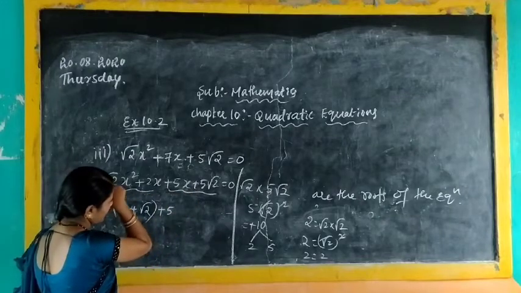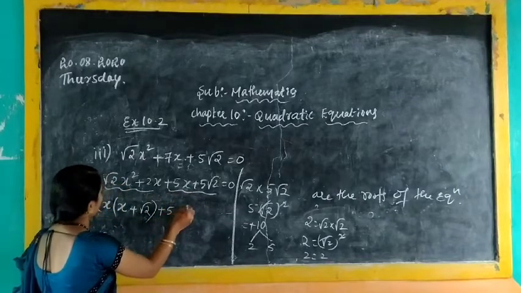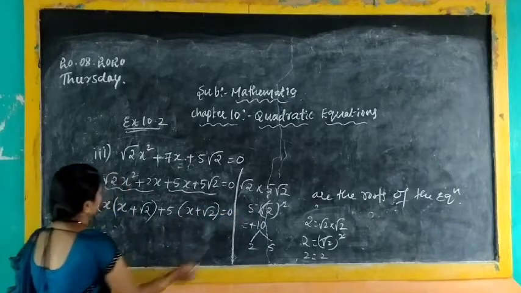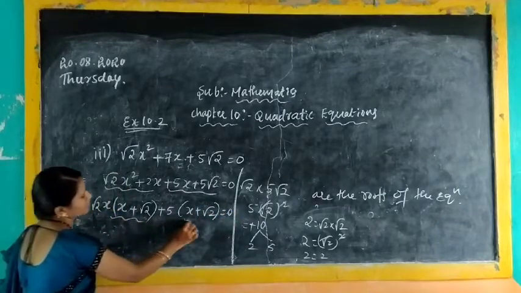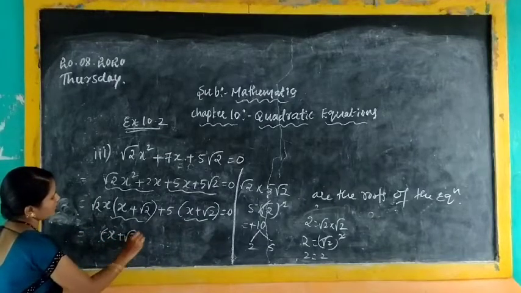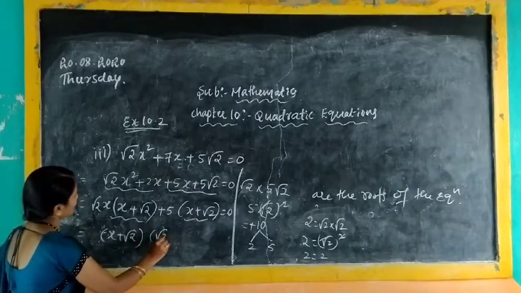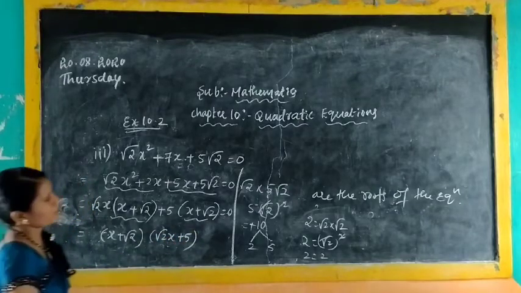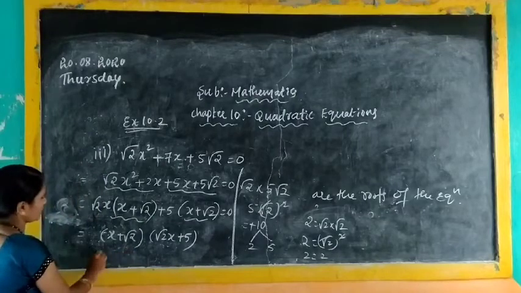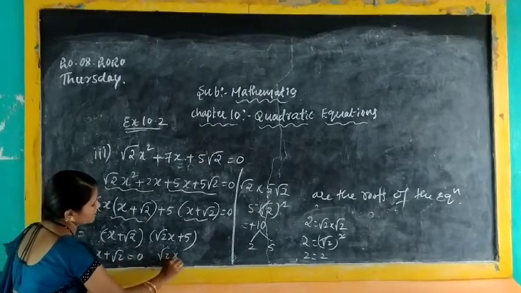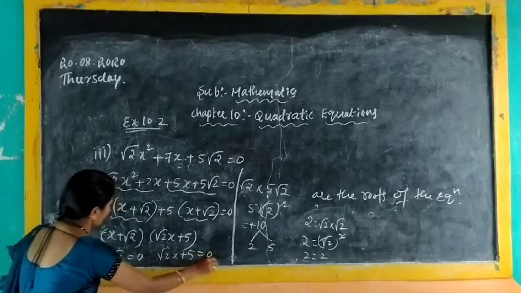Here also same. 5 outside is there, means you will get x plus root 2 is equal to 0. In this common, see x plus root 2, x plus root 2. I will take x plus root 2 outside and remaining what is there? Root 2 x plus 5. Okay, next x plus root 2 is equal to 0, root 2 x plus 5 is equal to 0.